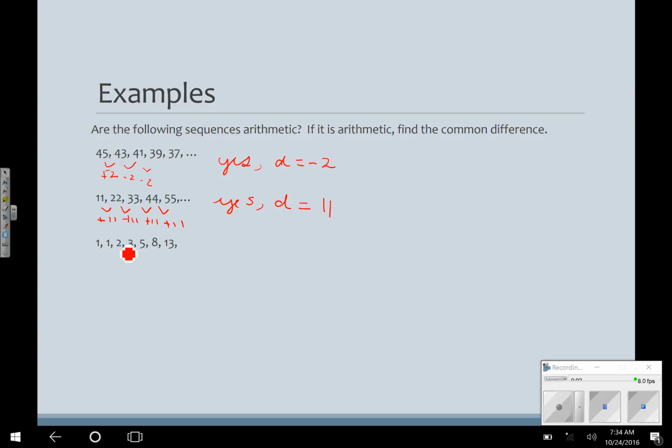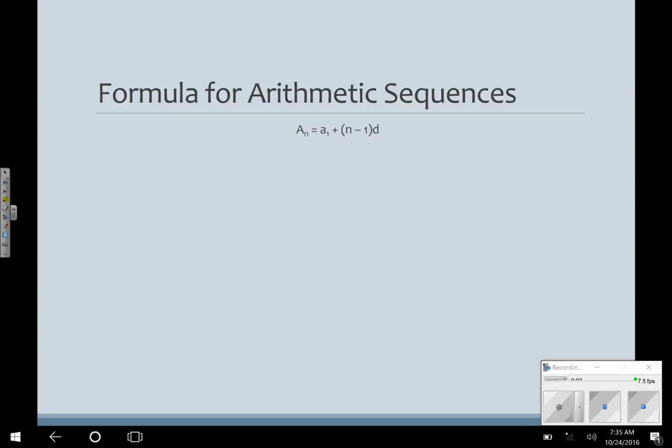The last sequence, if we look at it, we add 0, then we add 1, then we add 1, but then we go 2, 3, and then 7. So this is not arithmetic. And actually, it's a special sequence called the Fibonacci sequence.